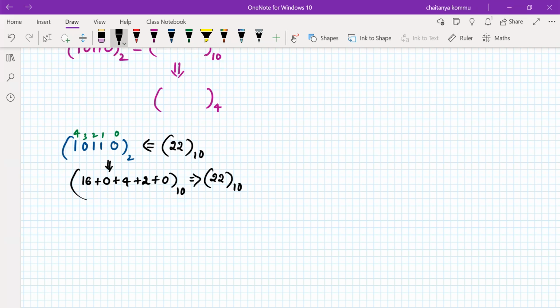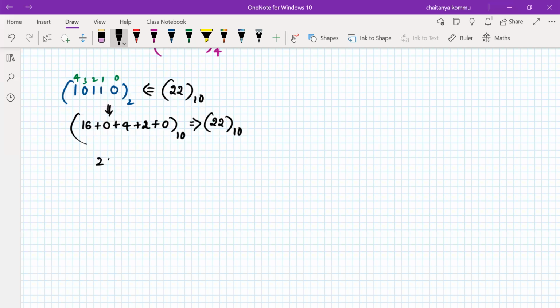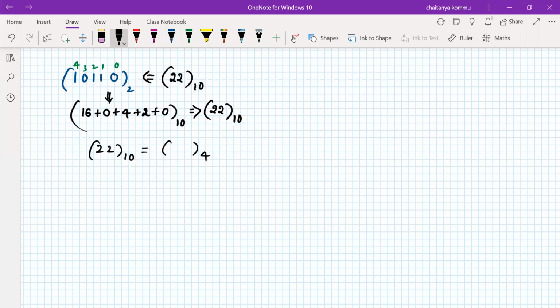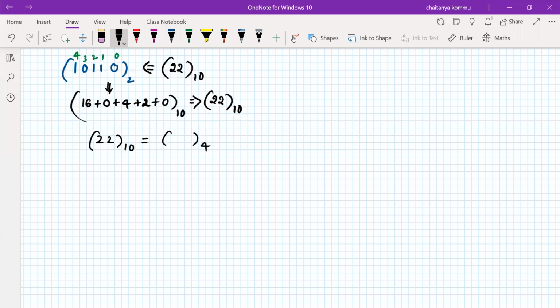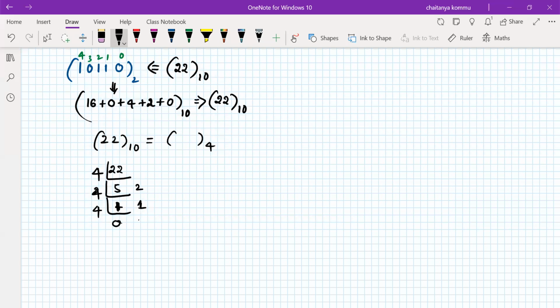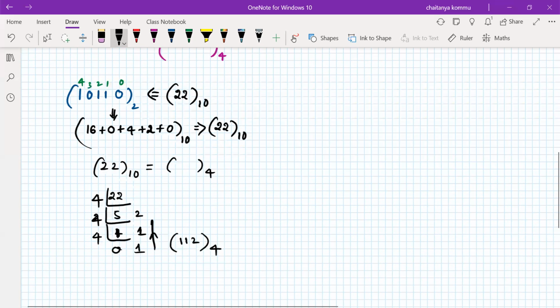Now from 22 base 10, I need to convert it into radix 4. So we can use the division method: 22 divided by 4 gives 5, with 2 as the remainder. Then 5 divided by 4 gives 1 with remainder 1. Then 4 zeros are 0, so the remainder is 1. So this value is 112 in radix 4. This is how we have to do it.